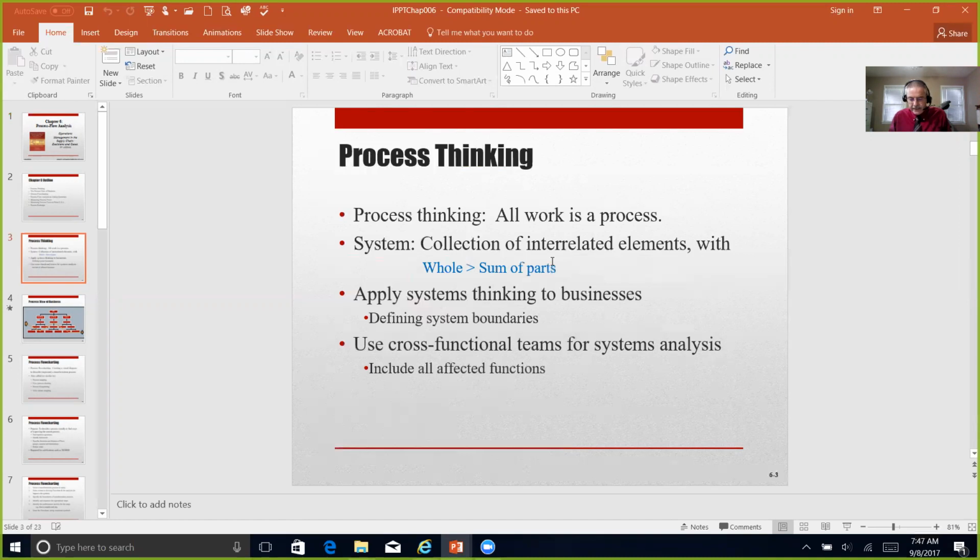This process thinking is the point where we look at work and how that work is being seen as a process. It really begins in describing the process of interest as a system. And that system really does have boundaries: boundaries, input, output, suppliers, customers, and systems flow. A system then is a collection of interrelated elements which in aggregate, or in whole, is greater than the sum of its parts.